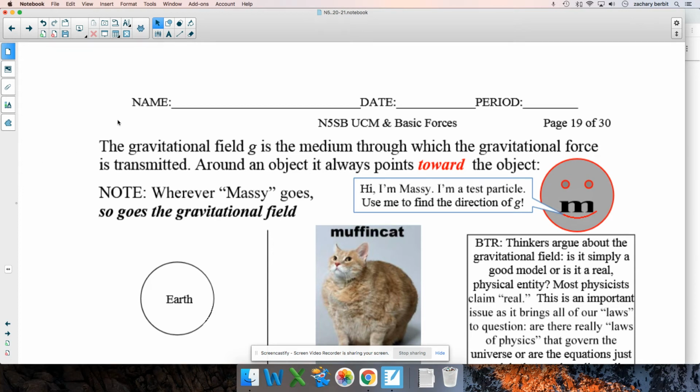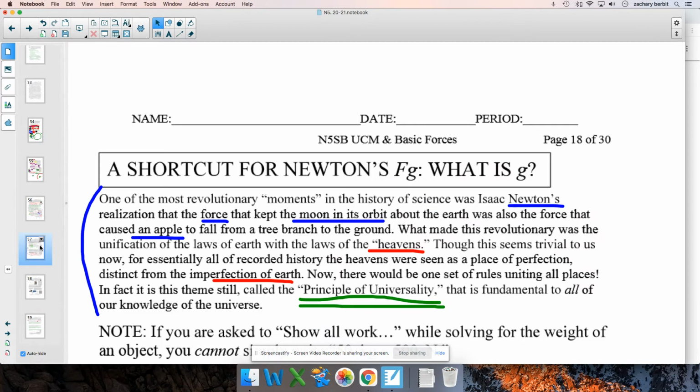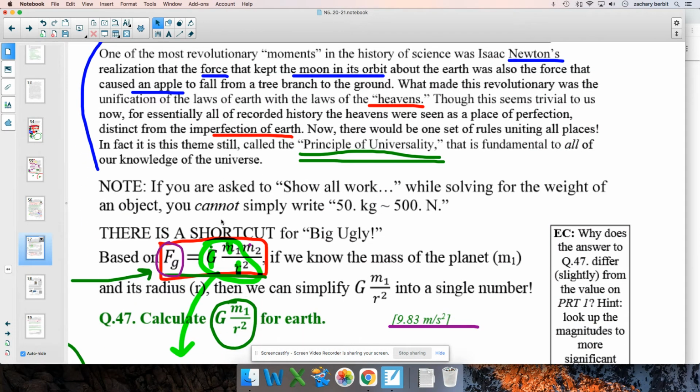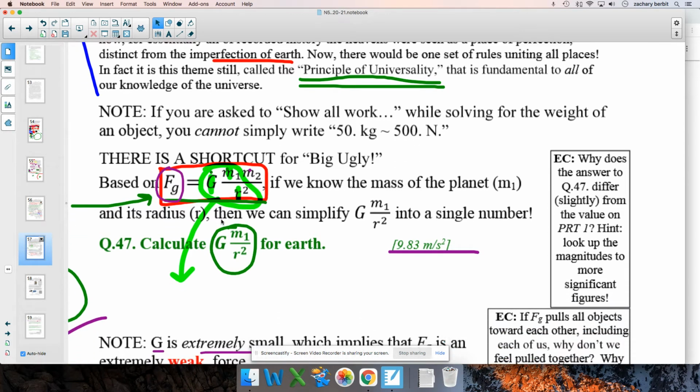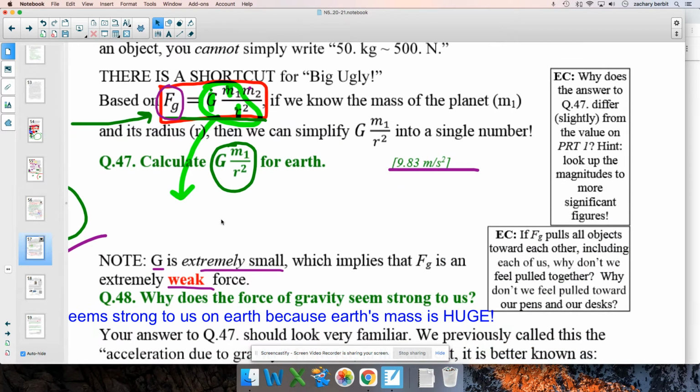All right. So yesterday we were talking about W59 and I had to do some of that for homework. We were talking about calculating FG and figuring out what little g was, kind of a shorthand for big ugly. So let's just wrap that up because we're cut a bit short.